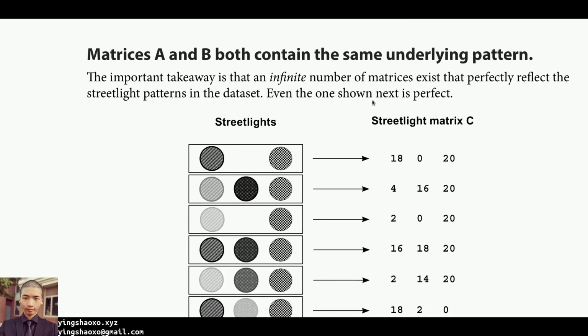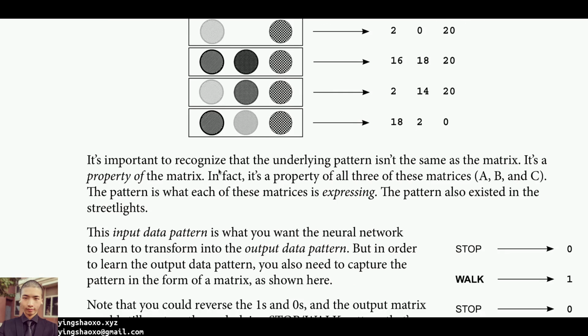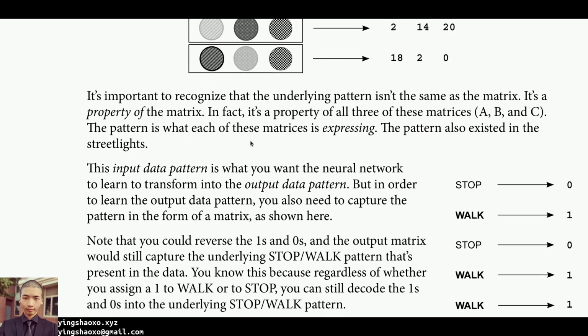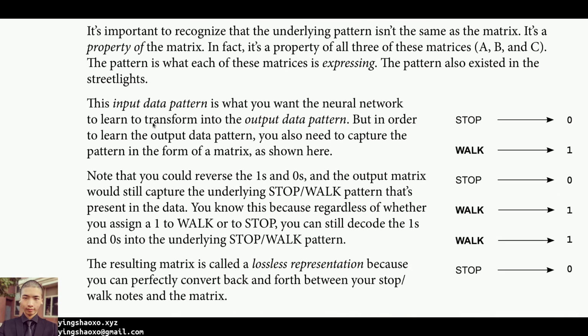Even the one shown next is perfect. It's important to recognize that the underlying pattern isn't the same as the matrix. It's a property of the matrix. In fact, it's a property of all 3 of these matrices, A, B, and C. The pattern is what each of these matrices is expressing. The pattern also existed in the streetlights. This input data pattern is what you want the neural network to know to transfer into the output data pattern.